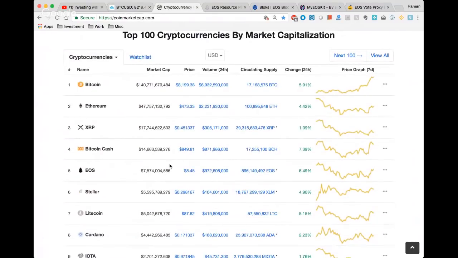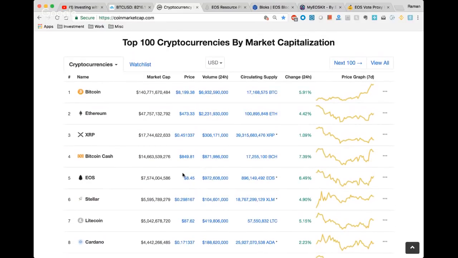So I think overall, EOS has been struggling along with all altcoins. Today it is slightly improved, $8.50 or so, and we hope that people start to differentiate the quality projects from the rest of the market. And at some point, when we see more and more applications coming on EOS, we will see this moving up. Now let us look at some other aspects.